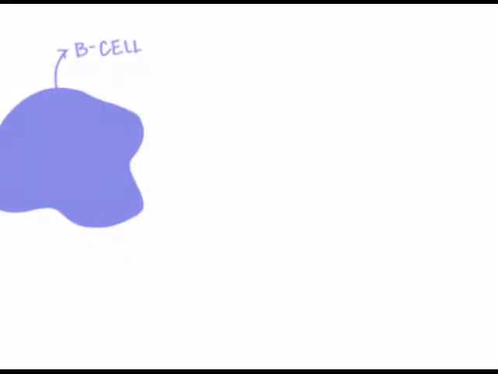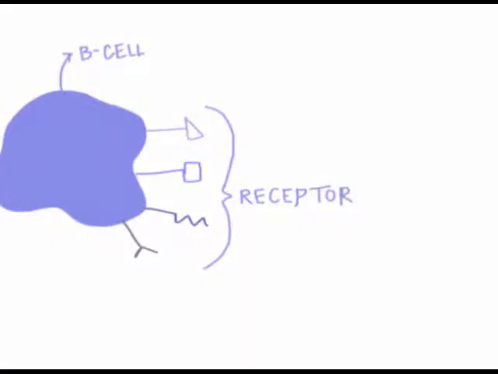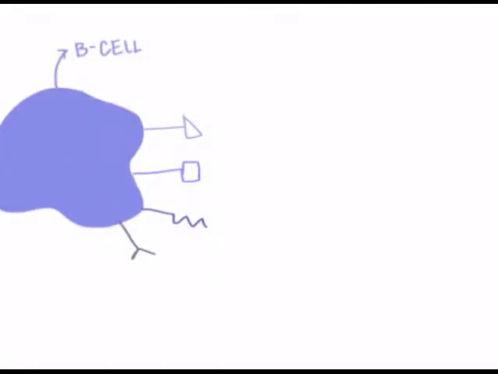B cells are a part of the humoral response, which create antibodies that bind to invading microbes. Each B cell has its own unique set of over 10,000 antibodies lining its cell membrane. They're analogous to keys that open one and only one lock, which would be the antigen on the foreign invader.